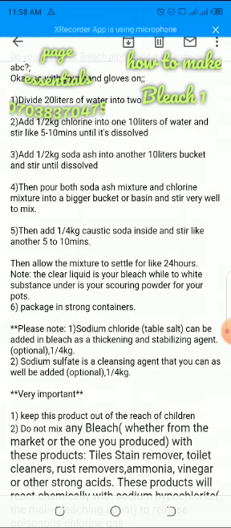The clear liquid, that is after 24 hours now, the clear liquid is your bleach, while the white substance under the bucket or the basin is the scouring powder for your pots. Those scouring powders like Vim that we do buy in the market. That is the advantage of making your own bleach. When you make your own bleach, you get both bleach and the scouring powder for your pots.